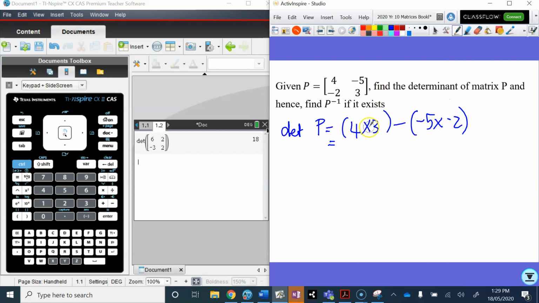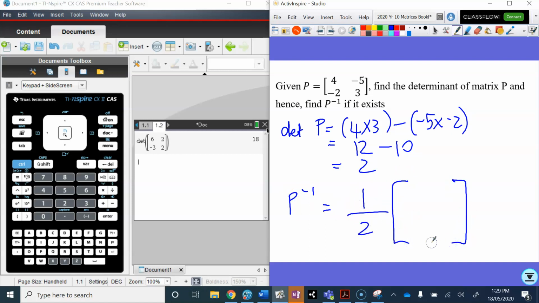So if I'm calculating that out, 12 take away 10, my determinant is 2 this time. Therefore, if I'm doing my inverse now, 1 over the determinant, and then inside the bracket, A and D swap places, B and C stay where they are but swap signs.